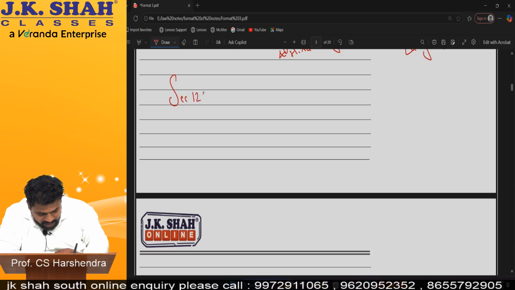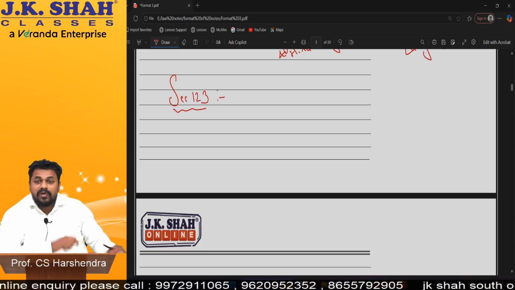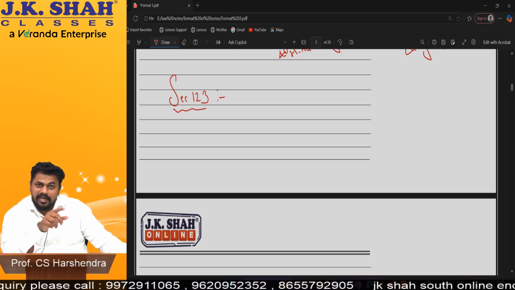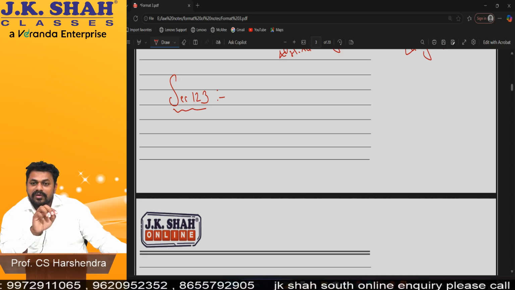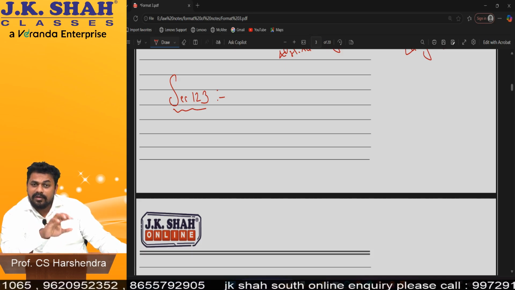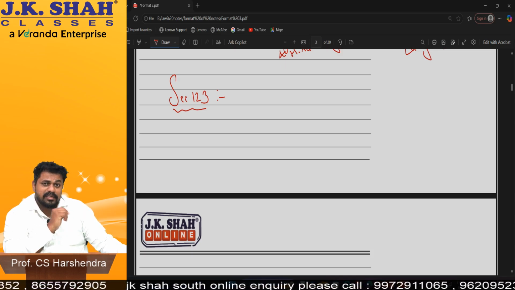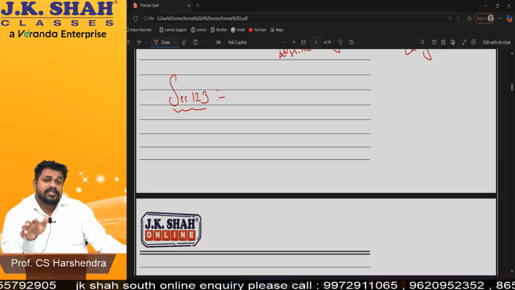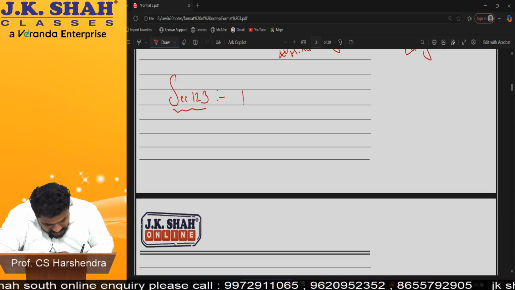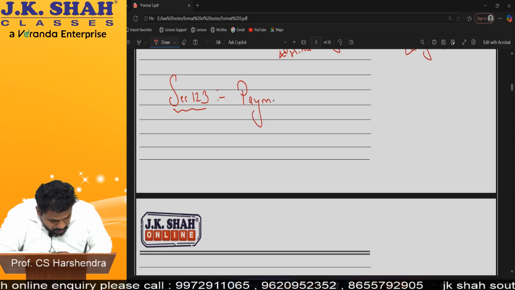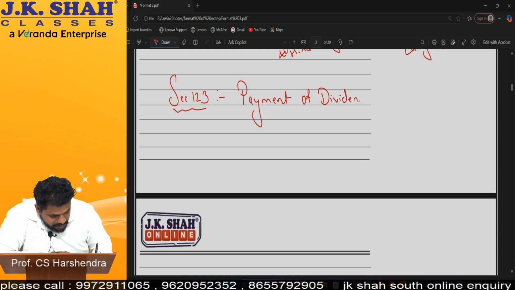is Section 123. I say this is the mother section of this lesson, because all the other sections are connected with this section. 124 is connected with 123, 125 is connected with 124, 126 is independent, 127 is also connected with 124. If you don't understand 123, you will not understand the other sections. So if you want to leave this section for the exam, leave this lesson better. So basically the heading is payment of dividend.